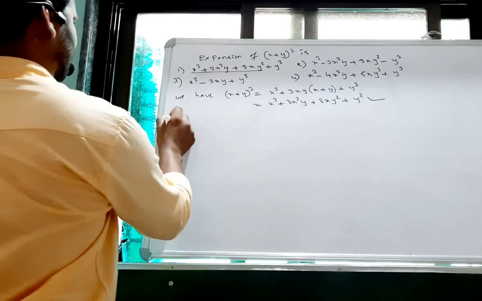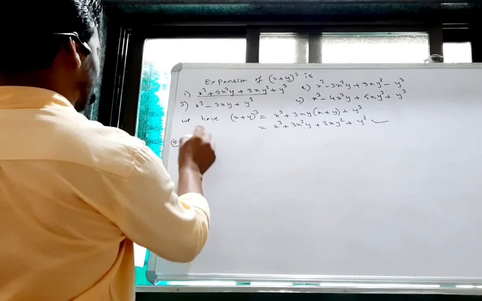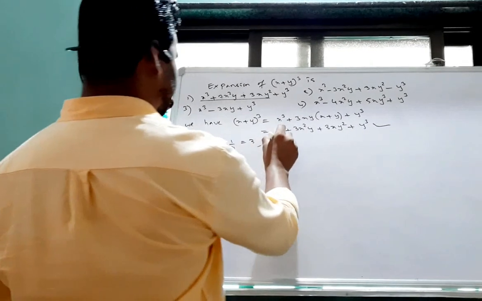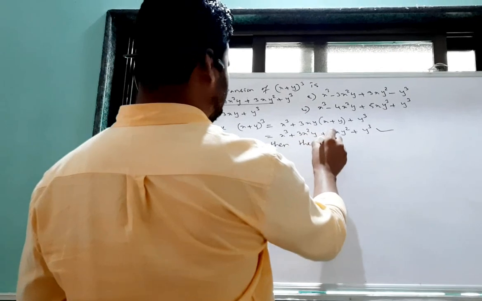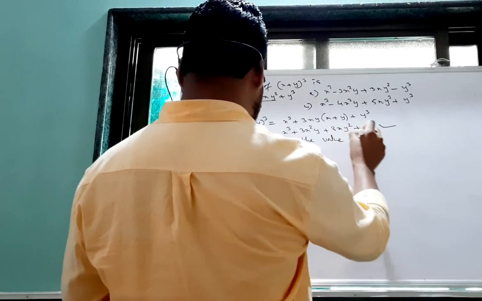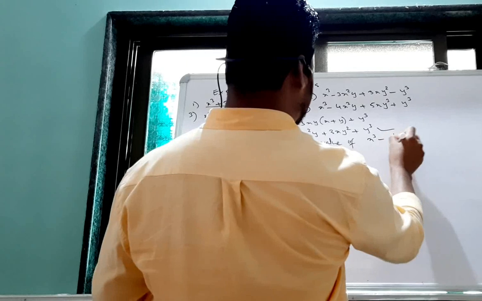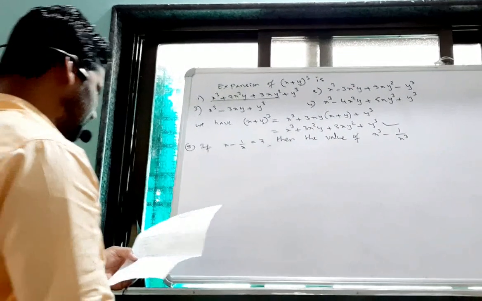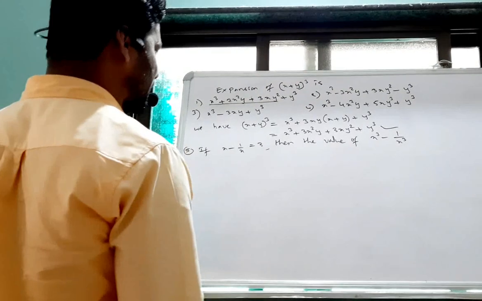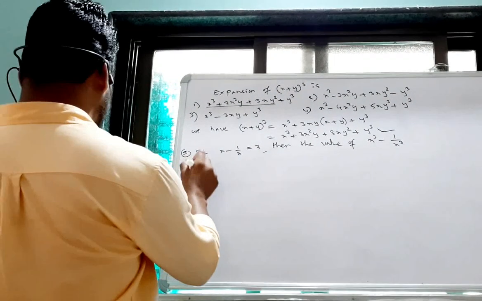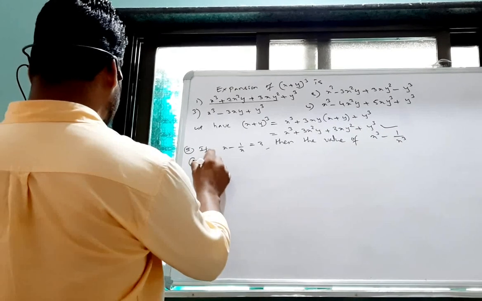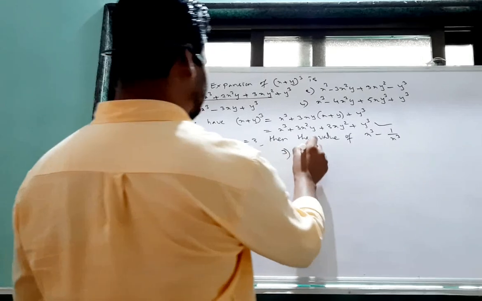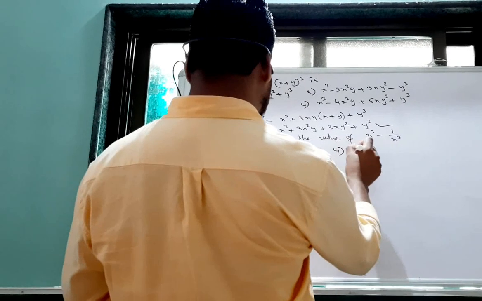The 5th question is, if x minus 1 by x is equal to 3, then find the value of x cube minus 1 by x cube. X minus 1 by x is given as 3. We have to find the value of x cube minus 1 by x cube. The first option, 63. Second option, 35. Third option, 36. Fourth option is 64.